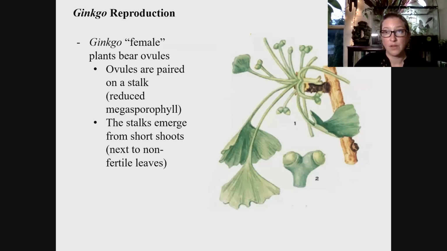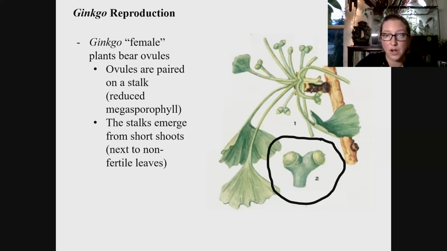Here is an example of what the female plants will look like. So you have ovules, and importantly, which is different than what we saw before, the ovules here are not in a strobilus. The ovules are paired. Here's two of them, paired and on a stalk. So here is a stalk, and here's one ovule, and here's another ovule. Here's two, right? A pair of them here on a stalk, a pair of them here on a stalk.